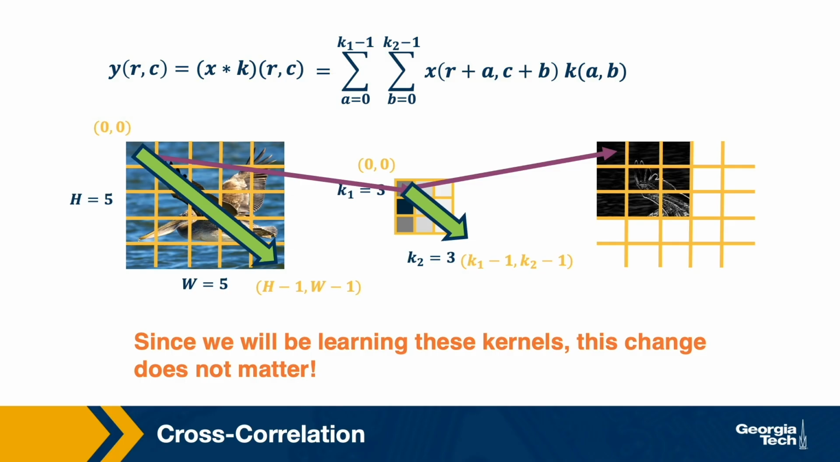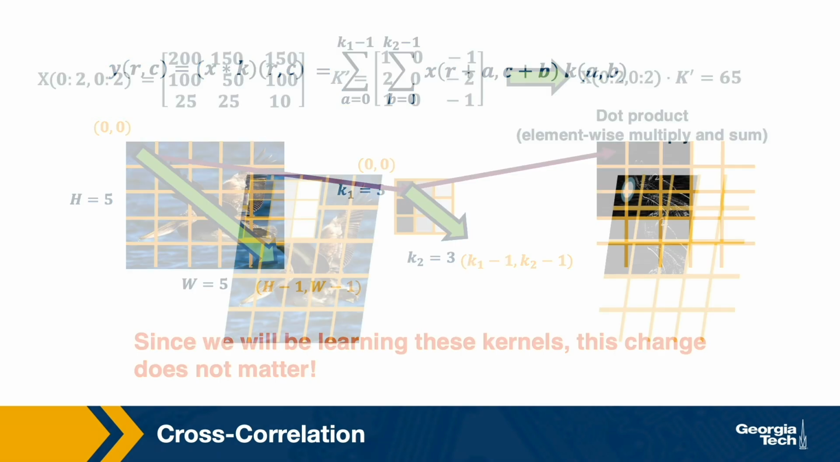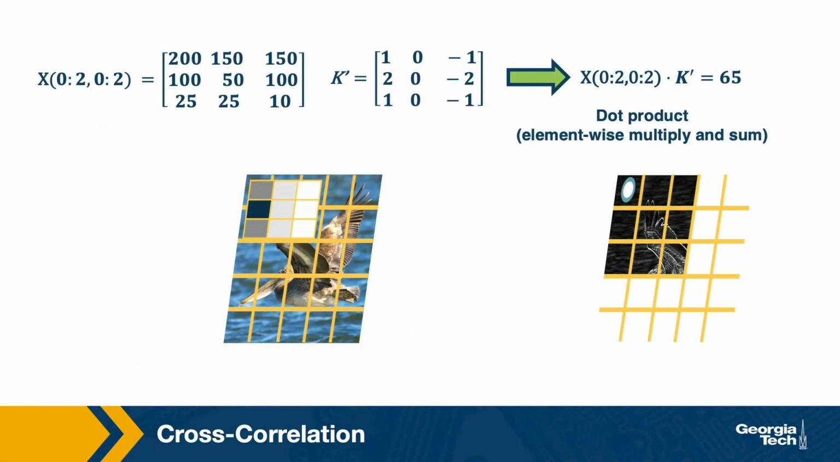It doesn't really matter whether you flip the kernel or not. And so really, with respect to a learned kernel, there's no real difference between convolution and cross-correlation. And so let's take a concrete example here, just with actual values.